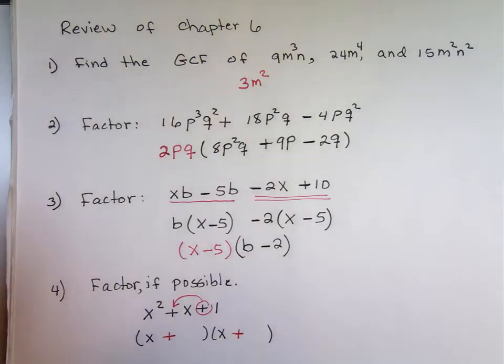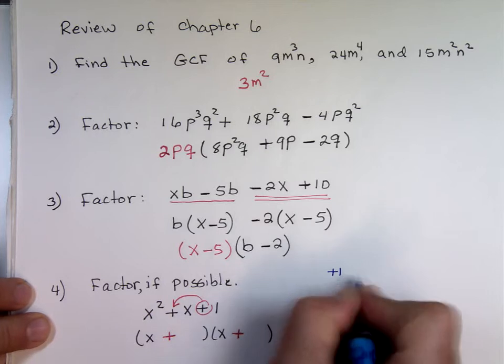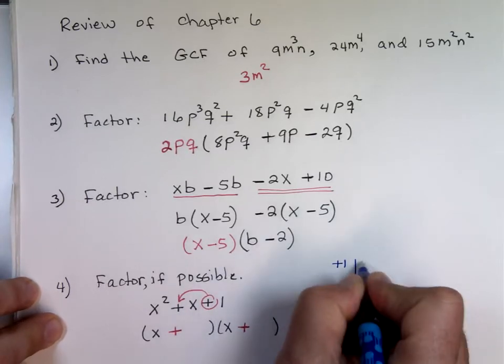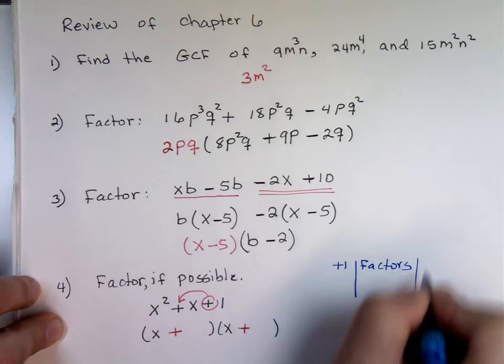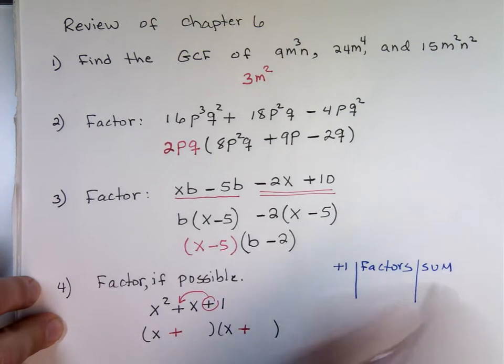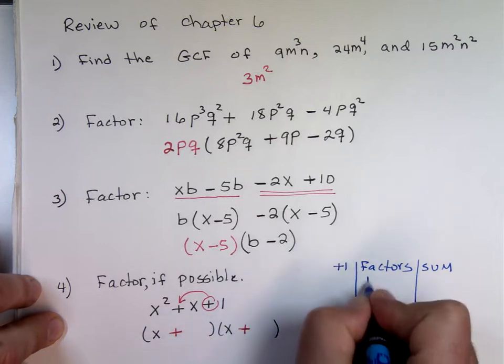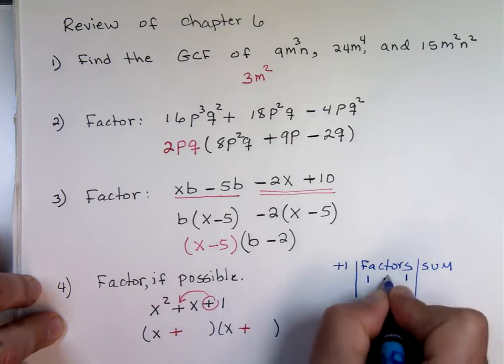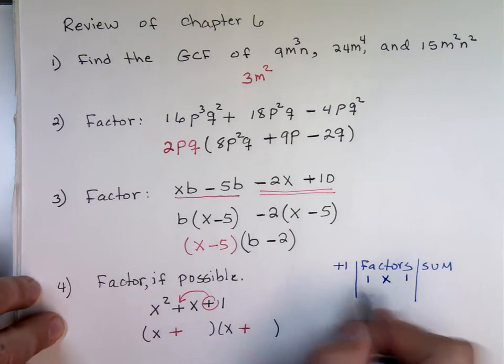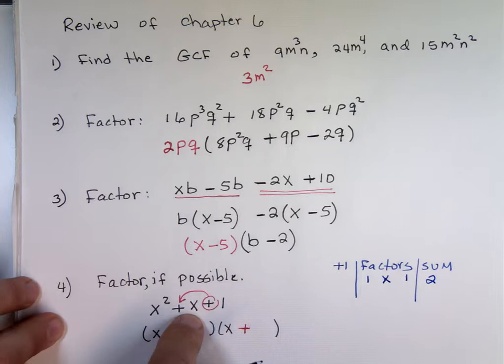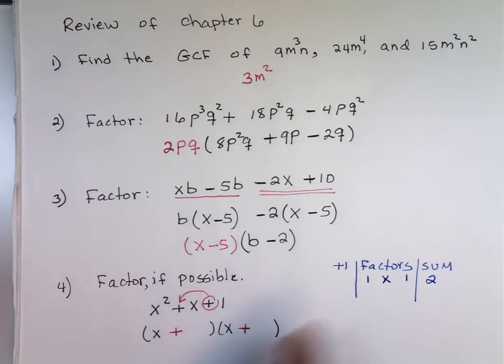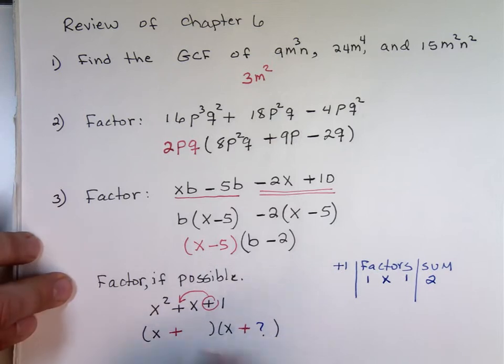Well, here is the plus 1. Let's list the factors of plus 1 and the sum of the factors. Since both numbers are going to be positive, the only way to get a plus 1 is to take a 1 times a 1. But when you multiply 1 times a 1, what's their sum? That's a 2. Do we have a 2 here? No. That's the only option you can factor the 1. So we can't factor this one.